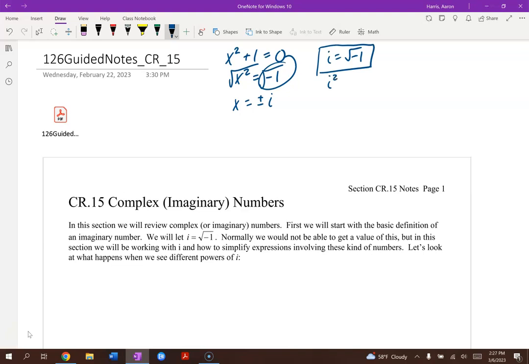So if I square that, it will undo it. So i squared is -1. So that's really what you want to remember. i is the square root of -1, so i squared is -1.